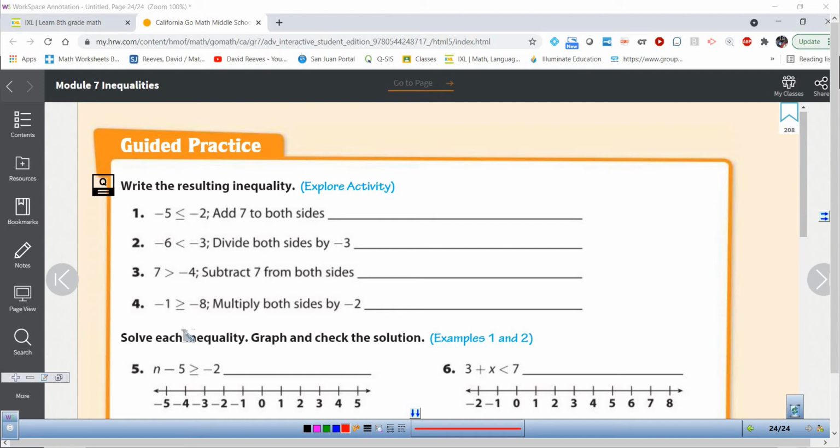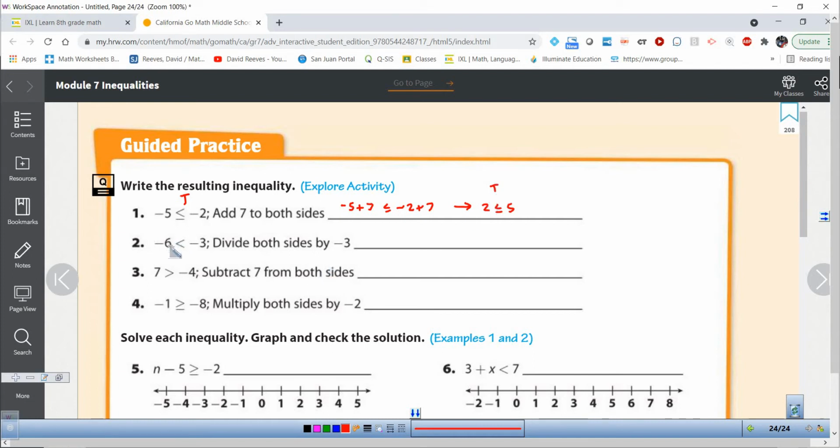All right, so we've got 4 inequalities here. These are numeric inequalities, not algebraic. They want us to add 7 to both sides on this first one, right? So I have negative 5 plus 7, and here I have negative 2 plus 7. When I'm done, what do I get? I get 2 is less than or equal to 5. By the way, negative 5 is less than or equal to negative 2 was true, and after adding 7, it is still true.